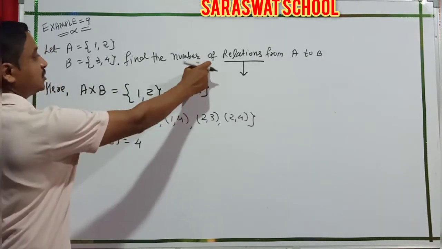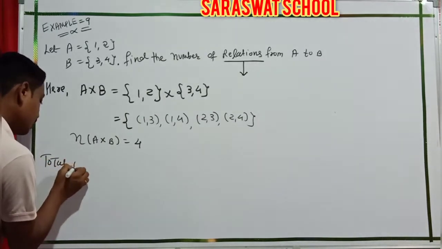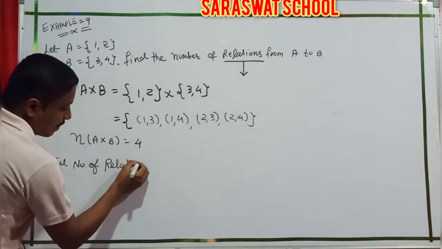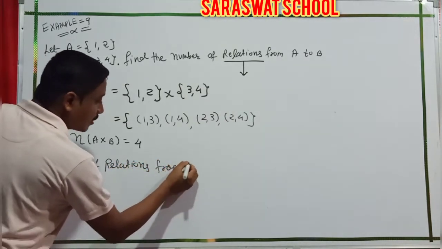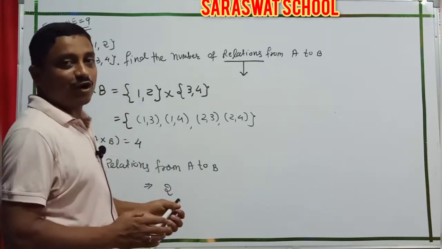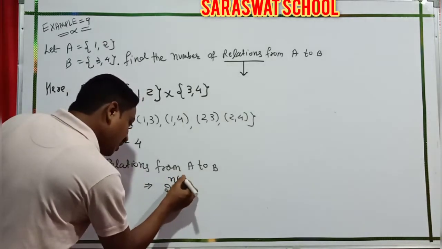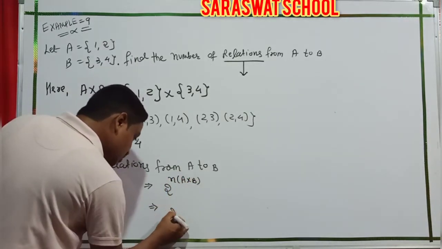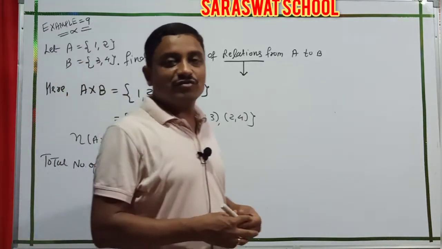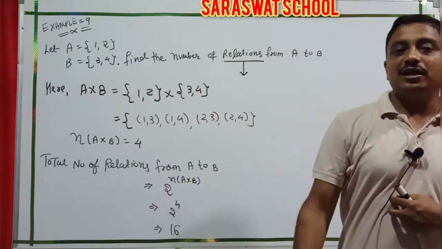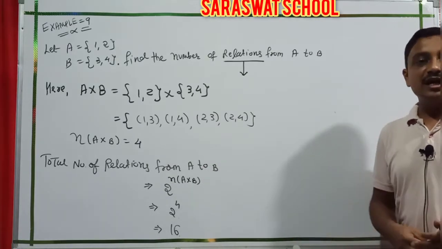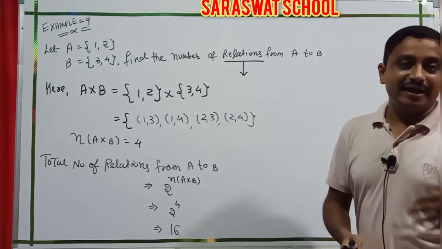Now I want the total number of relations from A to B. The formula is 2 raised to the number of elements in A cross B. It means 2 raised to 4, which gives 16. It's a very easy question. Here it is not asking for all the relations, only the total number of relations. Now students, I am going to our exercise.